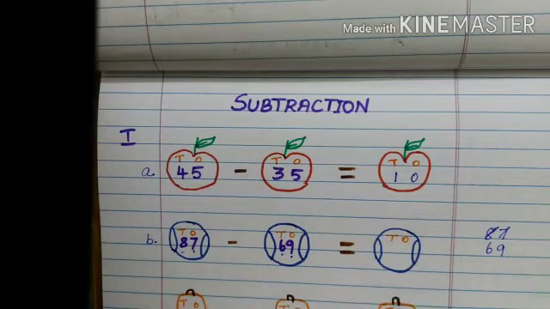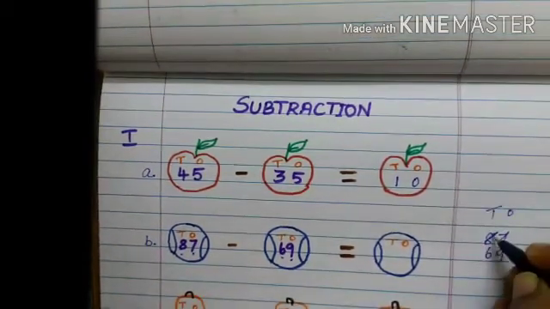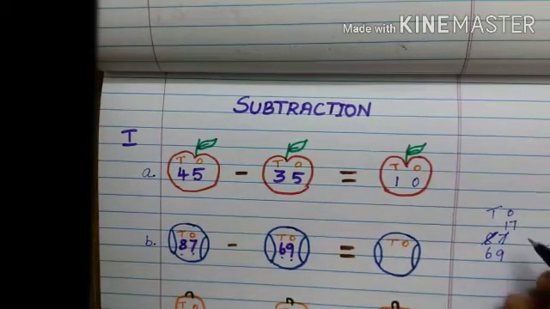The ones place number is smaller compared to the second number, so you do the borrow. The tens place has 8, so give one to the ones place. This one from the tens place is given to the ones place, and you get 10. 10 plus 7 is 17.